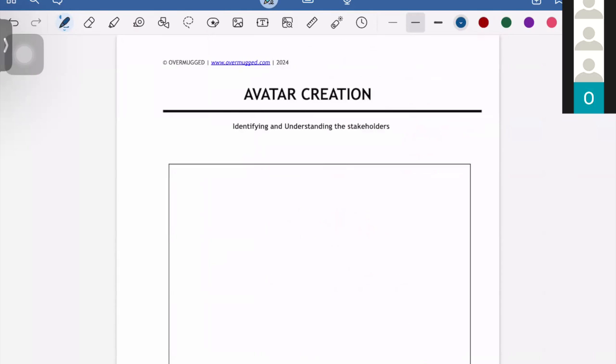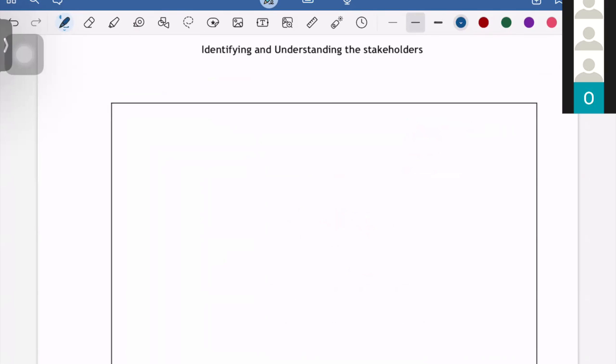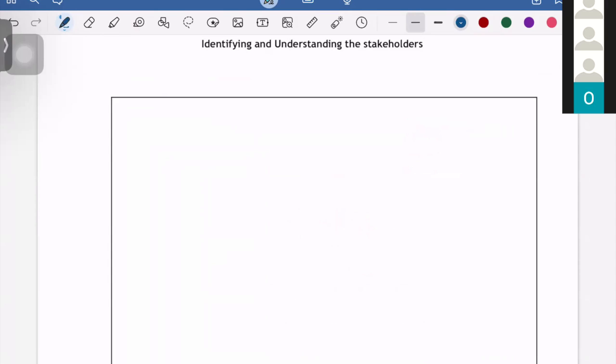Next part is your avatar creation. What exactly is this avatar creation? Is to help you identify and know who your stakeholders are. So who you're writing to, who you're writing as, and who you are writing about as well. So first thing to take note of for this is who you are. So you know from the information just now, you are the president of the student council. So this is your first avatar, who you are.